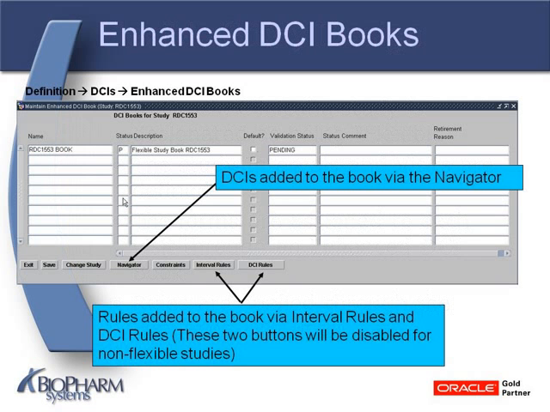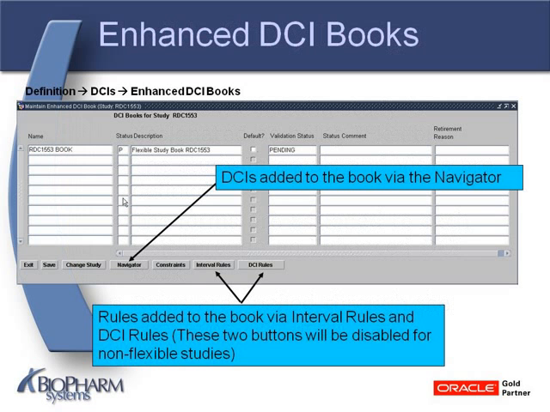Just a quick preview of the Enhanced DCI Book. Our DCIs are going to be added via the Navigator button. We're going to look at our DCIs in a different way. With a flexible study using the Enhanced DCI Book, we'll look at them by visit or clinical planned event. Then we'll apply the rules via the button Interval Rules and also the button DCI Rules. If this is a non-flex study, then those buttons are going to be disabled.